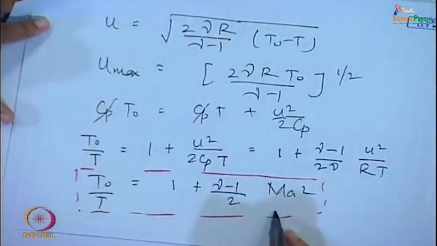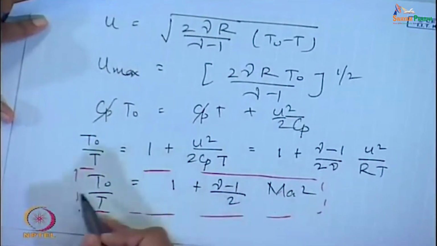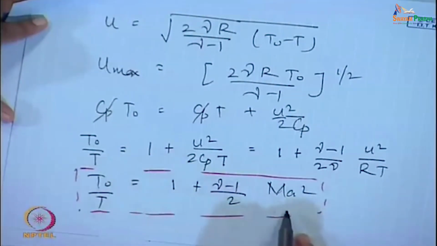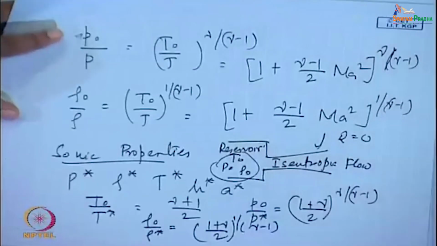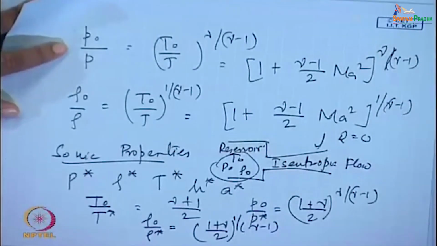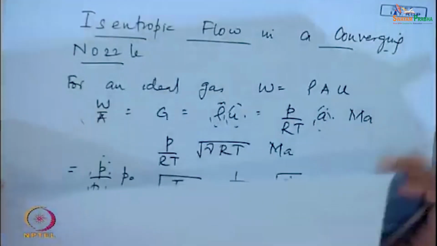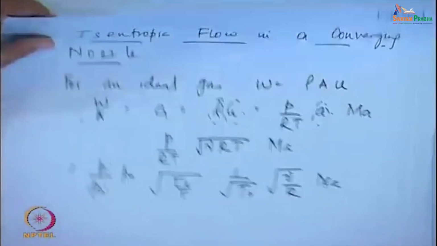Here also I had defined T 0 by T, is it not? So, instead of T 0 by T I can substitute this, instead of P 0 by P I can substitute this. Okay. Just let us do these two substitutions and then let us find what we get.